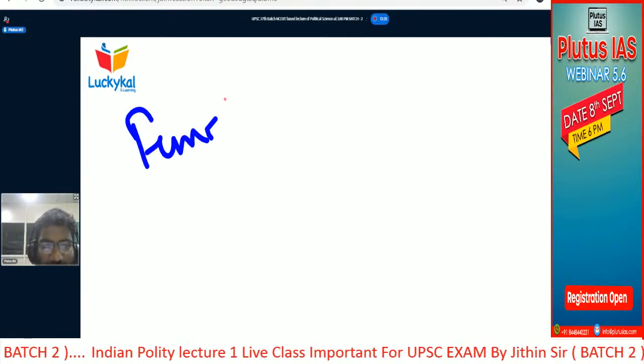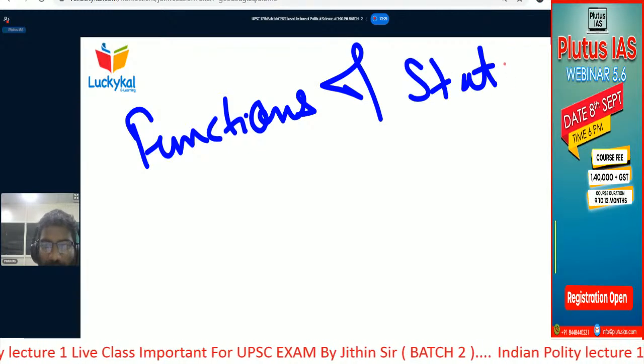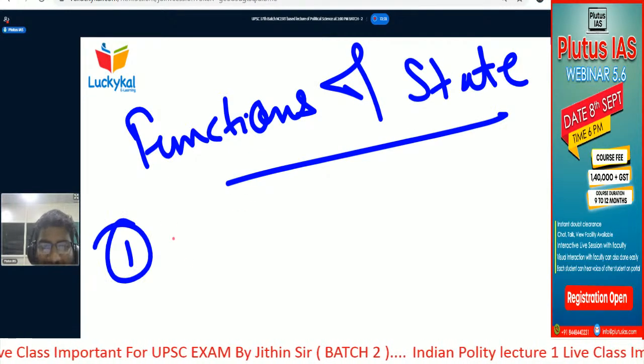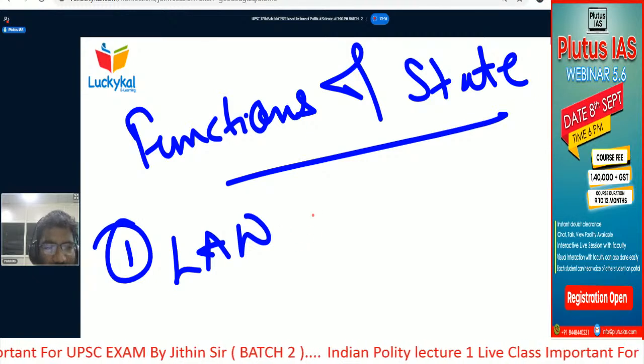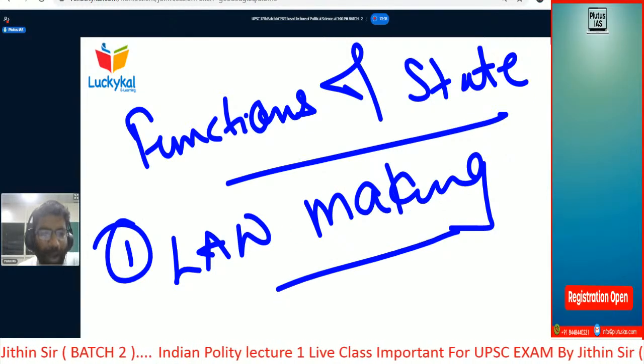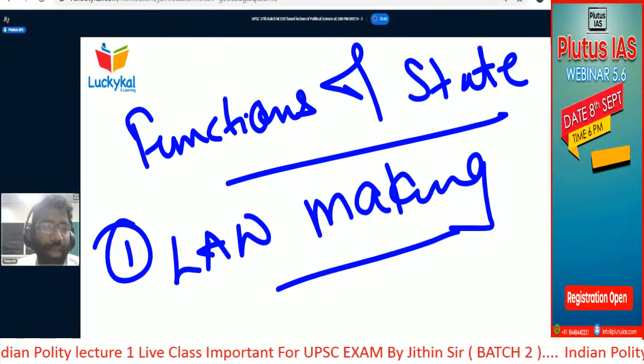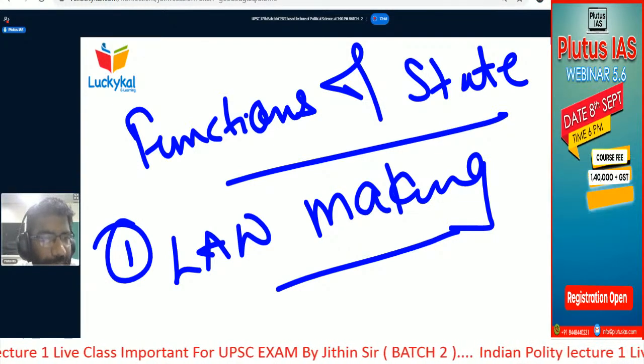Functions of state. Now, number one is law making. The first function of state is law making. Okay, now Kritika will tell, because she is getting bored, what is law making. Kritika, what is law making?